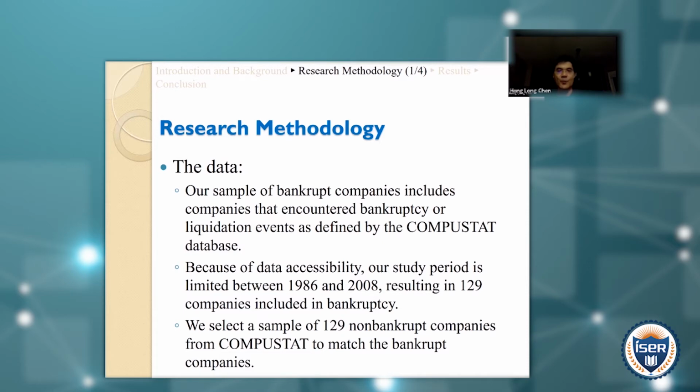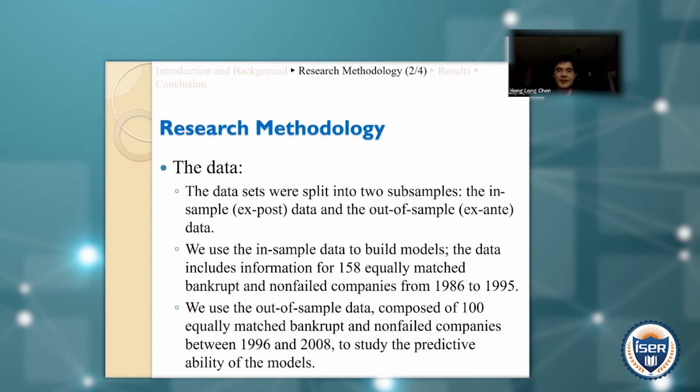The data sets were split into two subsamples, the in-sample data and the out-of-sample data. We use the in-sample data to build models. The data includes information for 158 equally matched bankrupt and non-failed companies from 1986 to 1995. We use the out-of-sample data composed of 100 equally matched bankrupt and non-failed companies between 1996 and 2008 to study the predictive ability of the models.